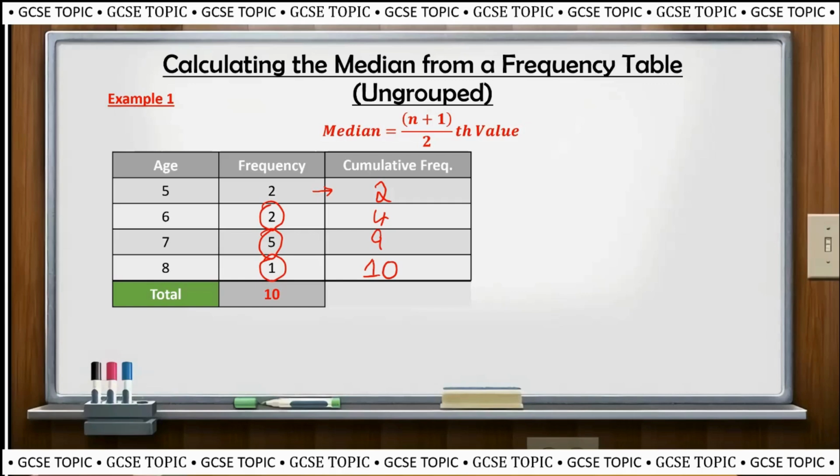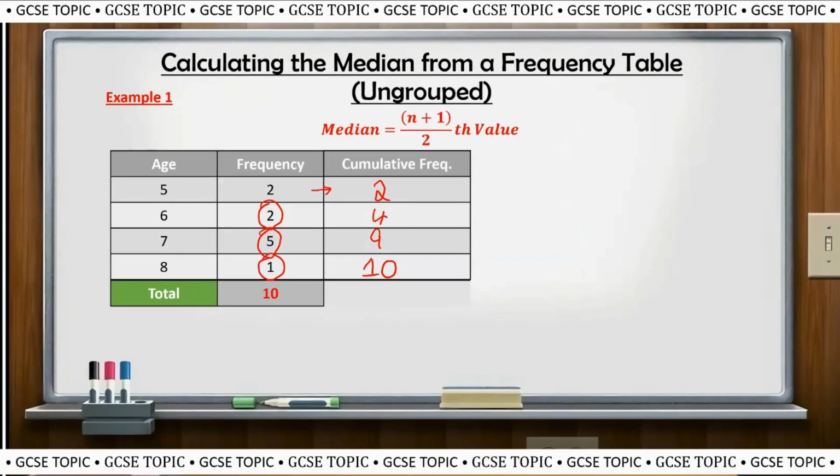And in order to check if our cumulative frequency is correct, we will then look at the total of our frequency column, and the numbers have to match up. So you can see in this example, the numbers are the same and they are both 10. So now that the cumulative frequency column is filled, what does this tell us? This tells us the first 2 pieces of data were age 5. Between 2 and 4, they are age 6. Between 4 and 9, they are age 7. And between 9 and 10, they are age 8.